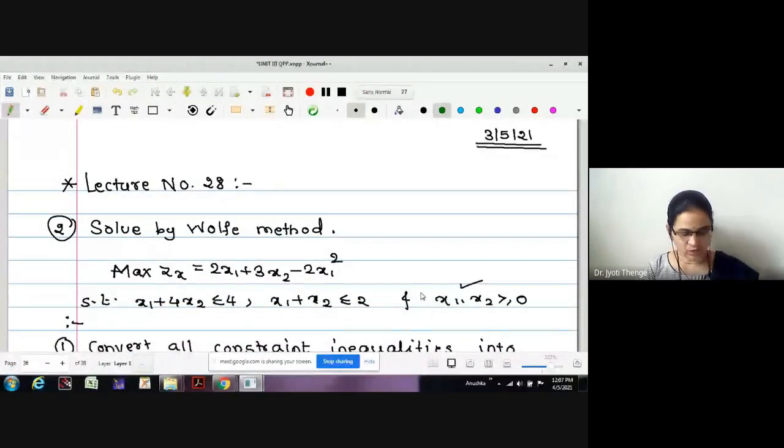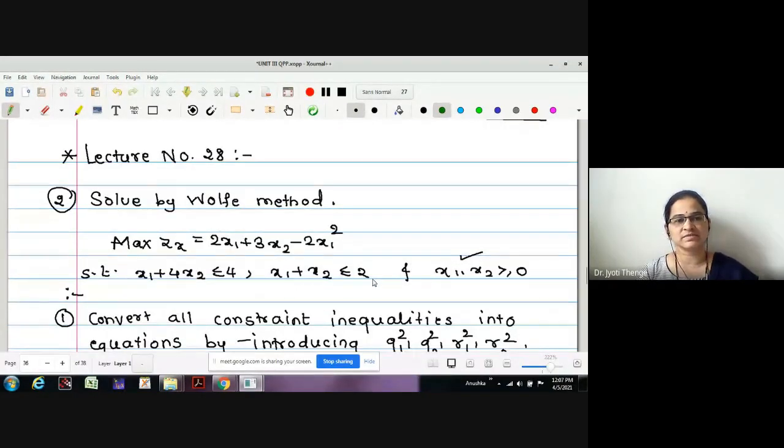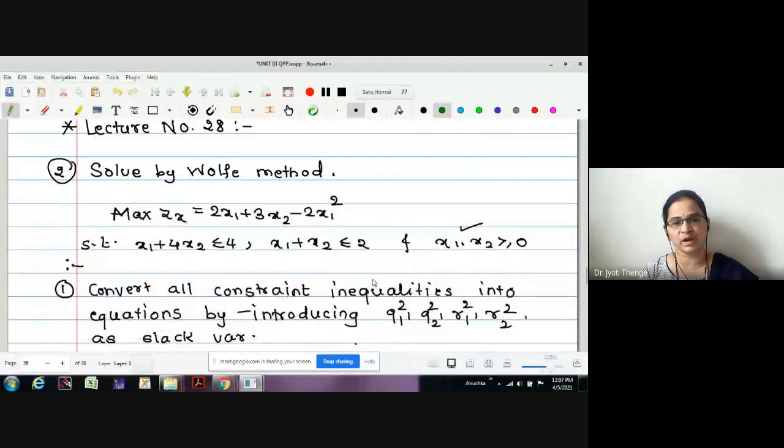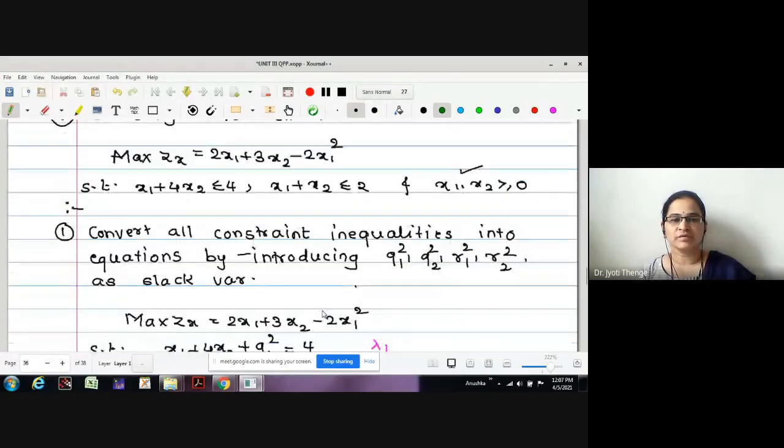In today's lecture we are going to understand the next method of solving a quadratic programming problem, called Beal's method. Let us have a look at the concepts we studied in the last lecture. In that lecture we studied one example of a quadratic programming problem solved by Wolfe's method. We converted the inequality constraints into equations by adding the squared variables q1 square, q2 square, r1 square and r2 square.